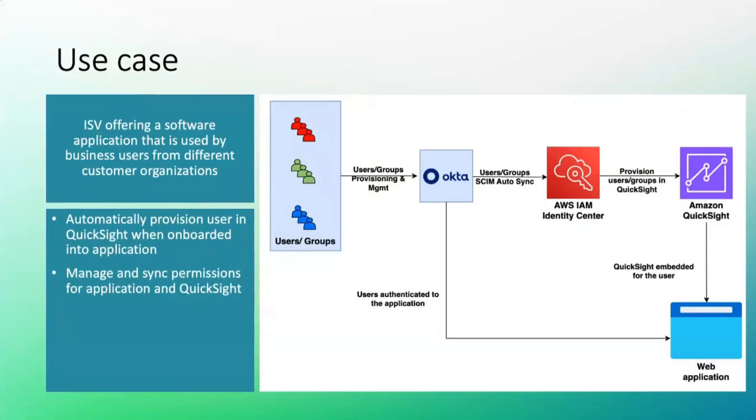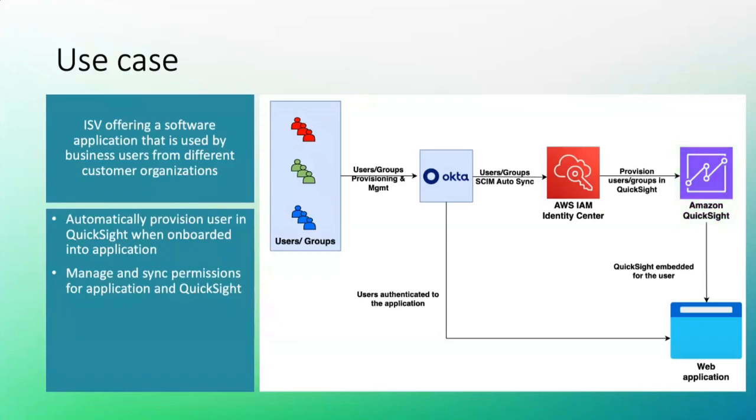Okta is used more as an example here as an external IDP, but you can select any of the supported identity providers. You can integrate IAM Identity Center with it, or IAM Identity Center can even have users or groups locally. So you can select the identity provider of your choice and sync users and groups from the IDP to the IAM Identity Center. And once the users are synchronized in IAM Identity Center, you can provision a QuickSight account and use the IAM Identity Center as an authentication method.